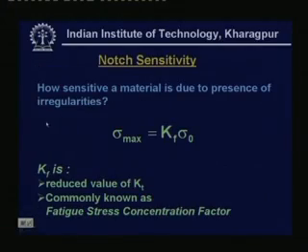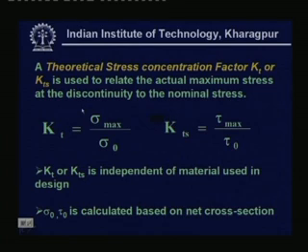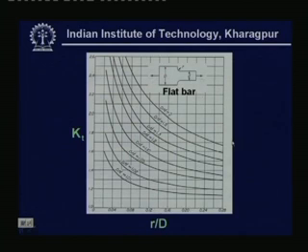So, these values of Kt or Kts, as defined for shear, can be obtained geometrically. As an example, we just show one typical curve. So, you can see that this is a flat bar having a reduction of diameter from capital D to small d.